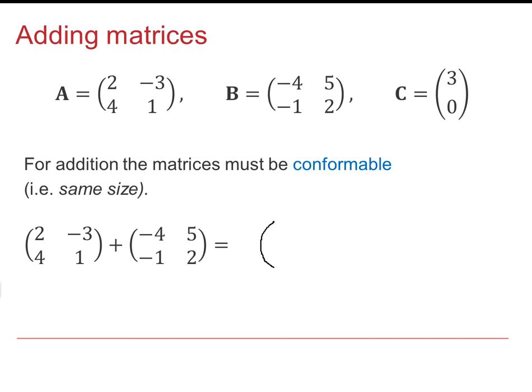So this is going to produce another matrix, the sum, where we have the first elements, 2 and -4, added together to give us -2, and then moving along the top row of each matrix, -3 plus 5 gives us 2, and then on the bottom row, 4 plus -1 is 3, and 1 plus 2 is 3. So all we're doing there is adding together the elements in each of the matrices.